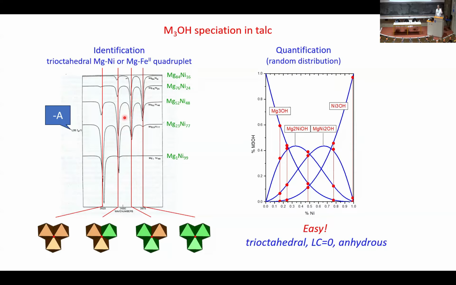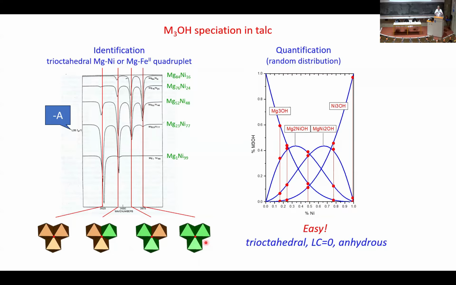The reason you see 4 bands there is because when you use 2 different types of cations to fill a triplet of equivalent sites, you can make 3 yellow ones, 2 yellow 1 green, 2 greens 1 yellow, or 4 greens. We have 4 different combinations. We call that trioctahedral quadruplet. You produce a quadruplet of bands.